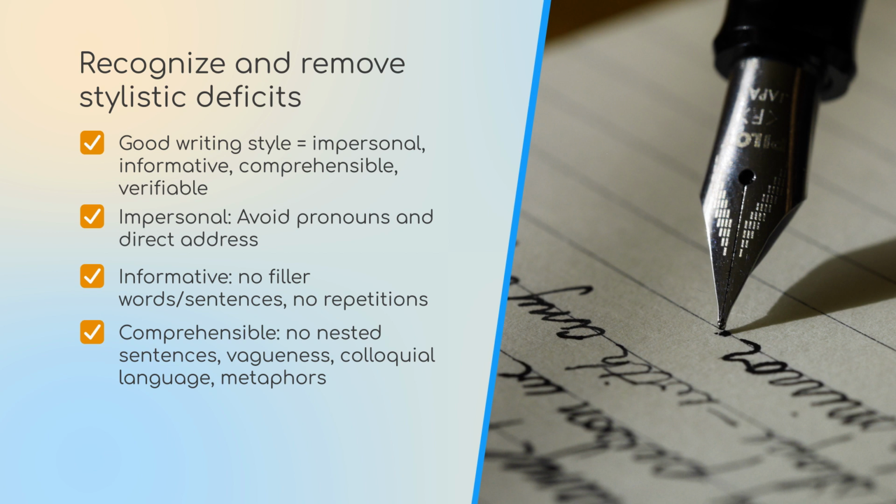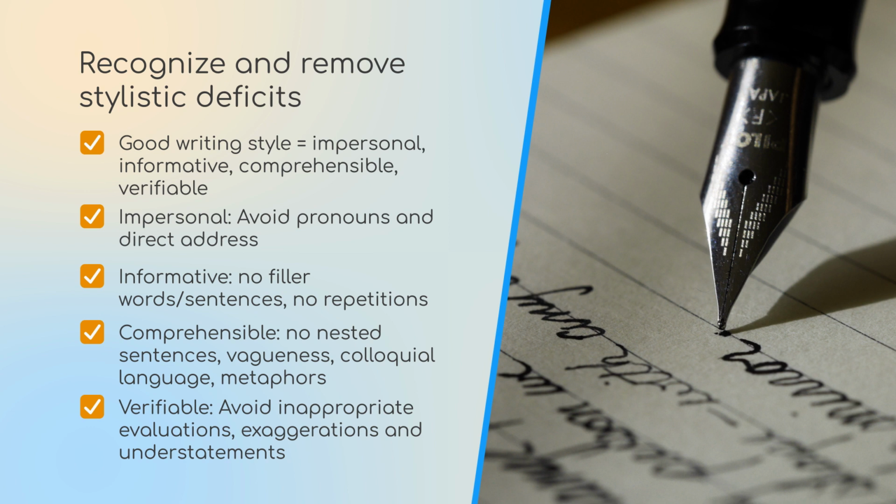You ensure a transparent writing style by avoiding utterances in your academic text that are not verifiable for all potential readers. Thus, you should avoid inappropriate personal evaluations such as unfortunately, completely useless, as well as exaggerations and understatements.